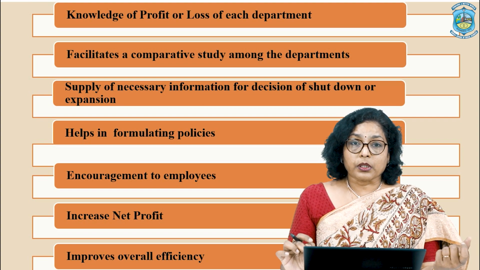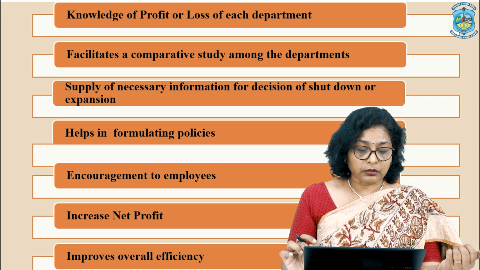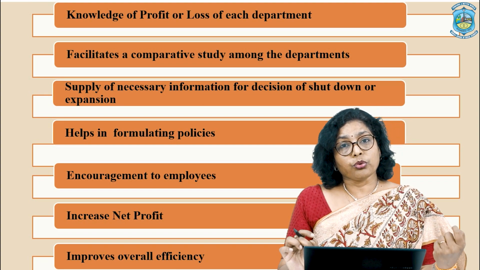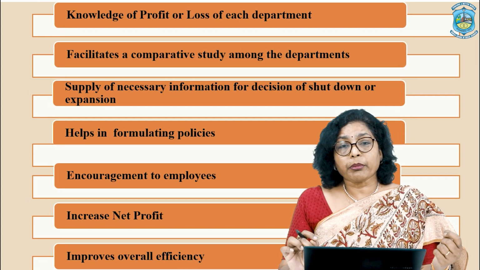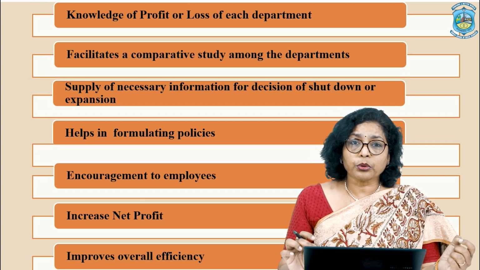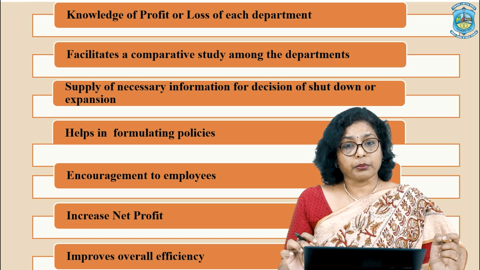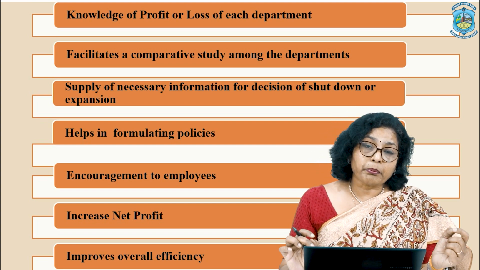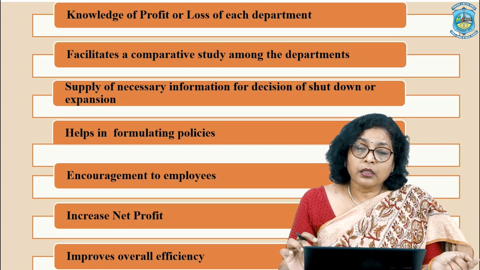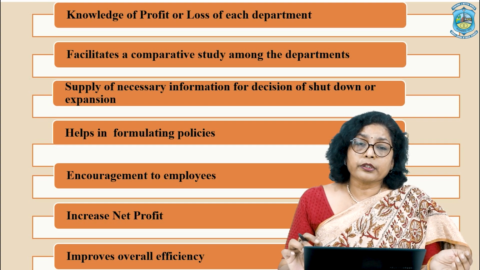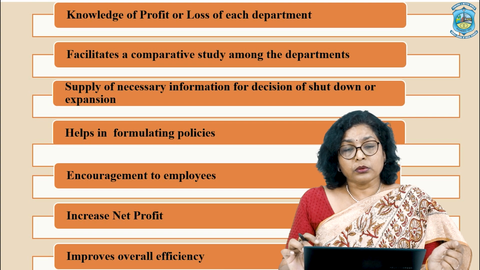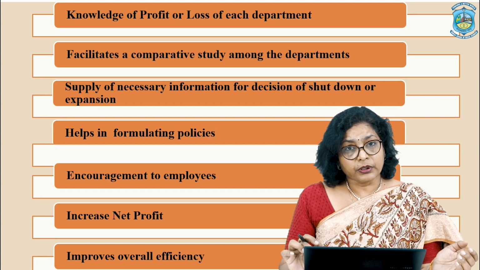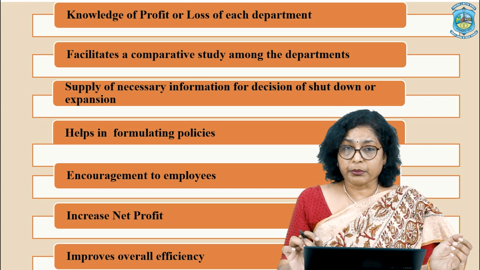So departmental accounting is important due to the following reasons. Number one, to know the profit or loss of each department. As I have discussed, separate accounts are prepared for each department, which means we come to know the individual results of the department. This facilitates a comparative study among the departments. It also supplies the necessary information for management decision making, whether a particular department is to be shut down, expanded or improved. This is based on the performance of the department, which is possible with the help of departmental accounting.